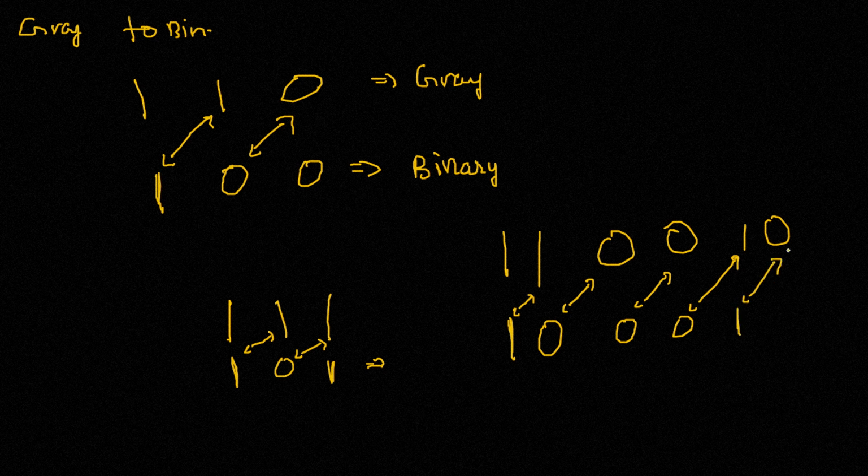And then 1 and 0 are different, so again 1 here. So this is the binary equivalent of the above mentioned number in gray code, right? So now let's see how we can draw a logical circuit using all the logic gates that we know to convert a binary code to gray code, right?